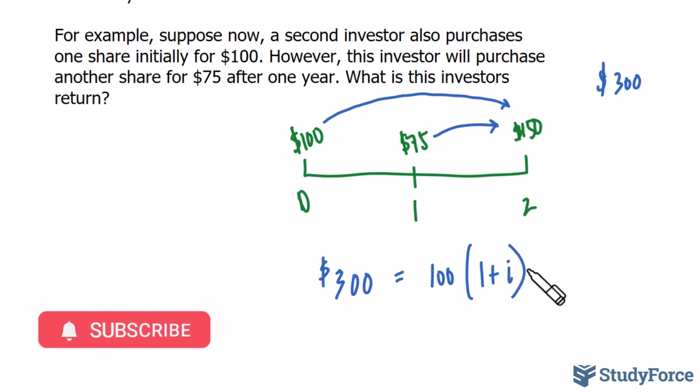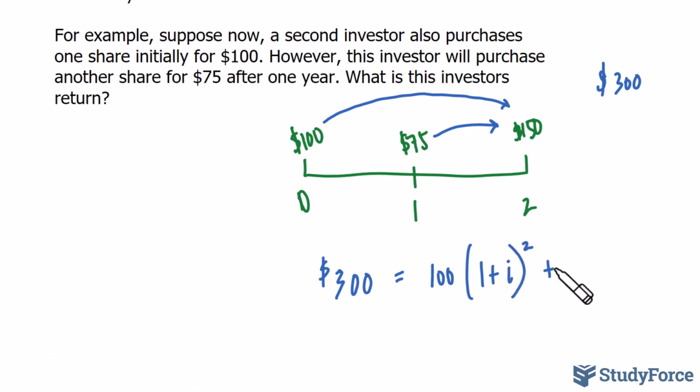where I is unknown to us, plus the future value of that share 1 year later. Notice that here the exponent will be 1 because it's 1 year later. By solving for I, we will have found the dollar-weighted rate of return.